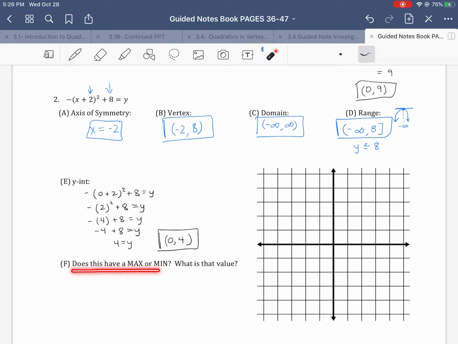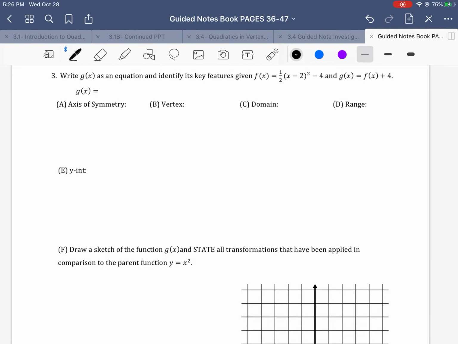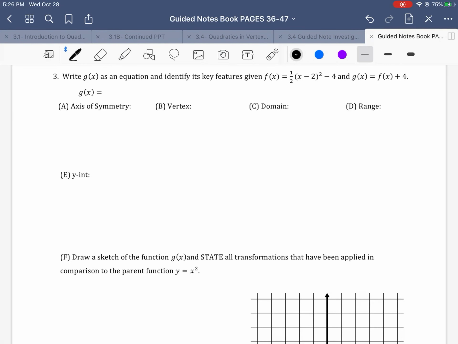Part F is a newer one from the last one. So this says, does this have a max or a min? So remember, we said this is opening down. So this one has a maximum at the top. And the maximum value, if you look at our range, the top number it ever hits is 8. So it's always that highest y value that we'll ever reach. I don't know why there's a graph on this one. We're not asked to graph that one, so I'm going to jump to the next one.